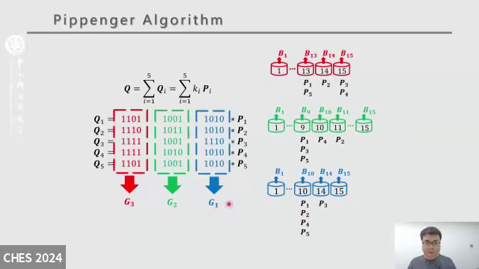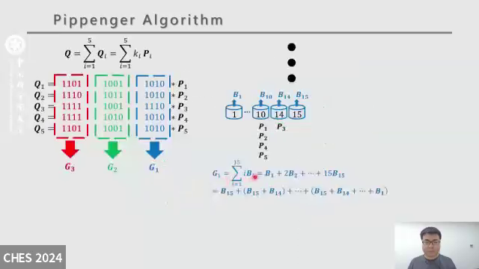Then in each subtask, we can add all the points with the same scalar window value into the specific bucket whose index is the same as that value. Then we can use this formula to compute the subtask result. Finally, we can use this formula to compute the MSM result.